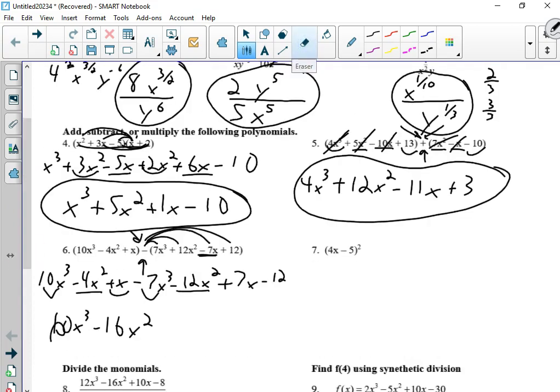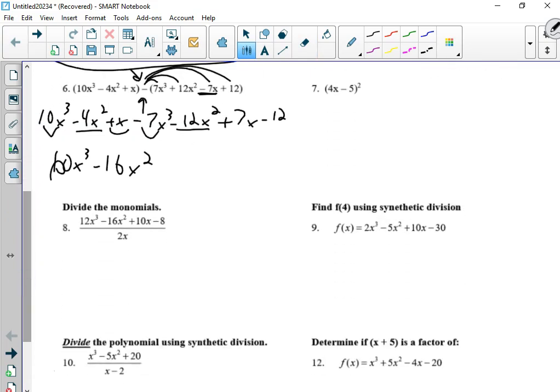Eraser. I don't know why it's doing that. Come on, be my friend. Eraser. There we go.